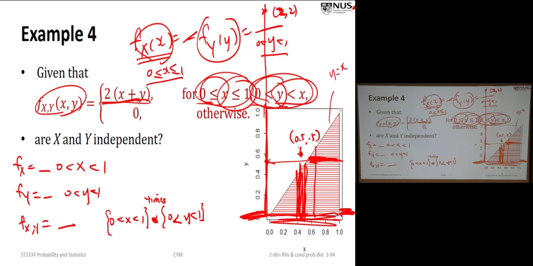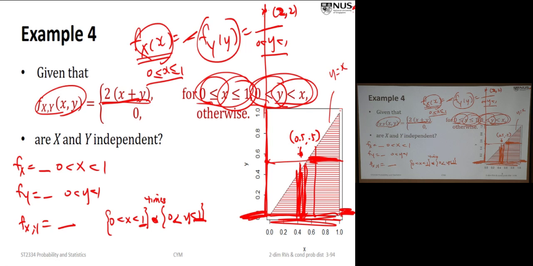So basically, it is the length x between 0 and 1, and y between 0 and 1. The product space is the rectangle. Right. And in this case, because they are of equal width, it's a square. It's a square. All right.